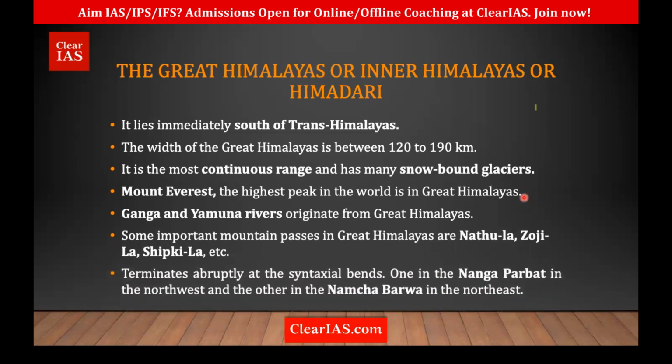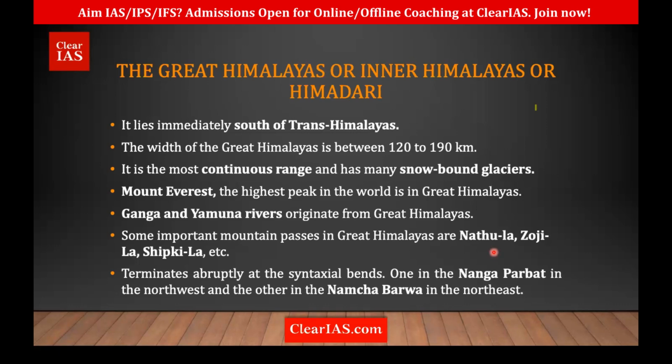So one thing I've told: it terminates abruptly at the syntaxial bend. There are two syntaxial bends at both ends. On one side it is called Nanga Parbat, which we saw in the last slide, and on the other side we have Namcha Barwa. So from Nanga Parbat in the northwest to Namcha Barwa in the northeast, this whole length is the Great Himalayas. At Namcha Barwa we have the Brahmaputra coming inside, taking a bend. And at Nanga Parbat, it is the Indus which takes a bend.